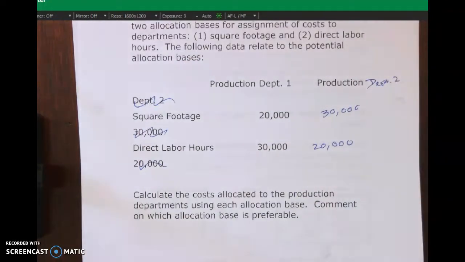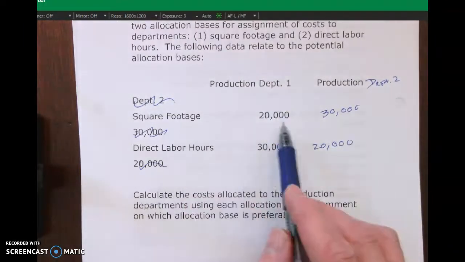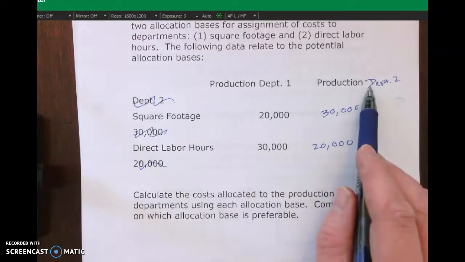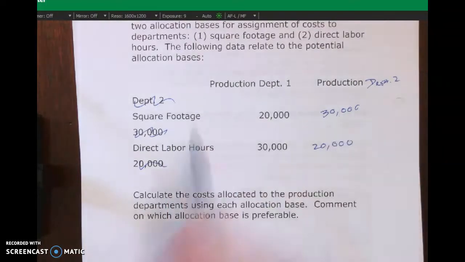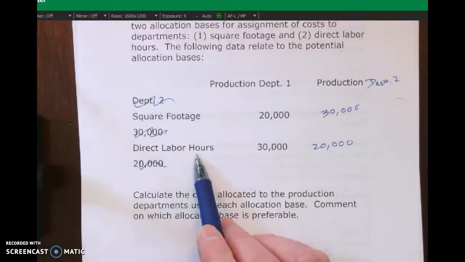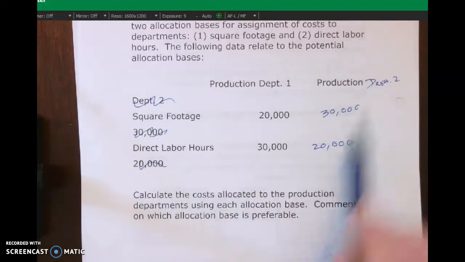Department 2, okay? Now it's set up right. So we have our Production Department 1, they have 20,000 square feet. Production Department 2 has 30,000 square feet. Production Department 1 has 30,000 direct labor hours. Production Department 2 has 20,000 direct labor hours.